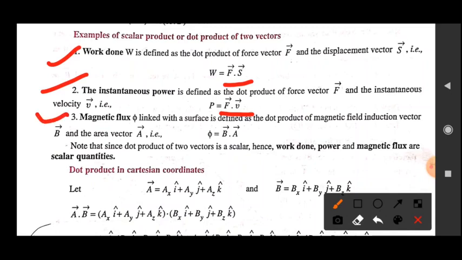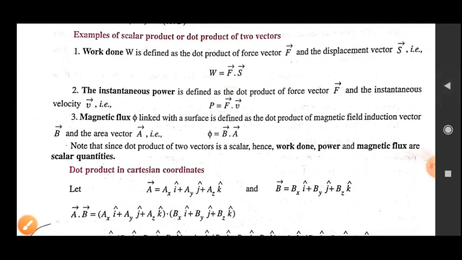Next one, magnetic flux. The magnetic flux linked with any surface is given by the dot product of the magnetic field and the area vector. So in this way you can see the dot product of two vectors that is scalar in nature. Work, power or flux, these are all scalar quantities.